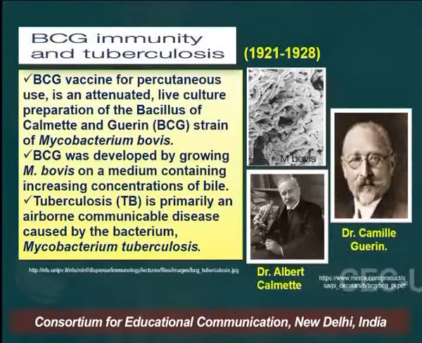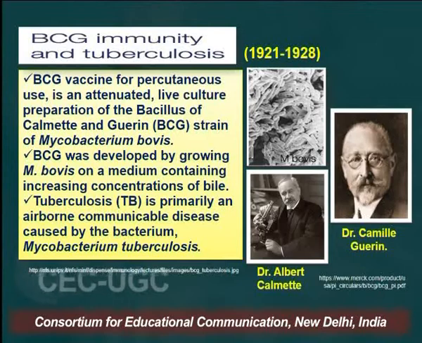Now, let me throw more light on BCG immunity and tuberculosis. The BCG vaccine for percutaneous use is an attenuated live culture preparation of Bacillus Calmette and Guerin BCG strain of Mycobacterium bovis. BCG was developed by growing M. bovis on a medium containing increasing concentration of bile. Tuberculosis is primarily an airborne communicable disease caused by bacterium Mycobacterium tuberculosis.